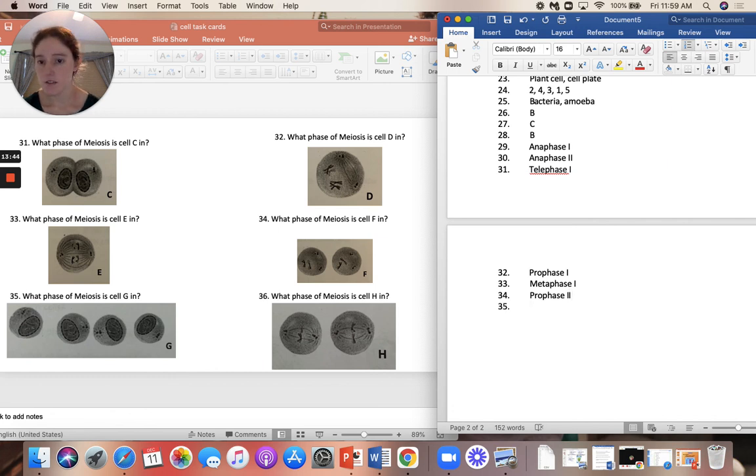What phase of meiosis is cell G in? So now we have 4 cells. The only time you ever have 4 cells is at the very ending of meiosis. So it's definitely meiosis 2. It's going to be telophase 2. And cell H. We have 2 cells, so it's going to be meiosis 2. They're lined up right in the middle, so that's going to be metaphase 2.